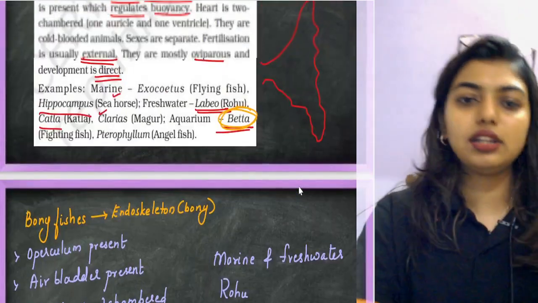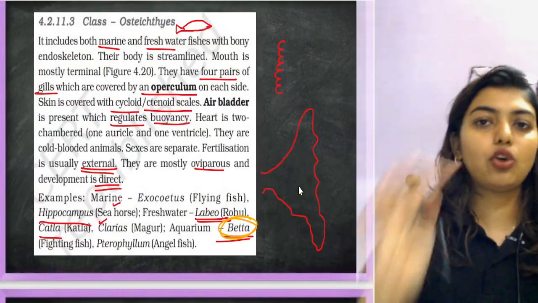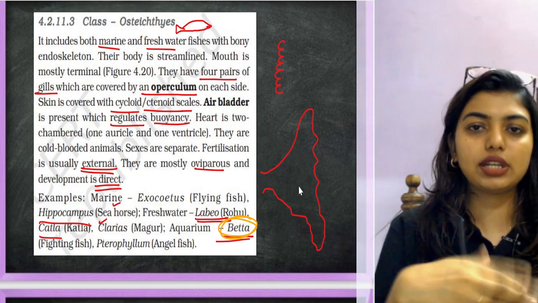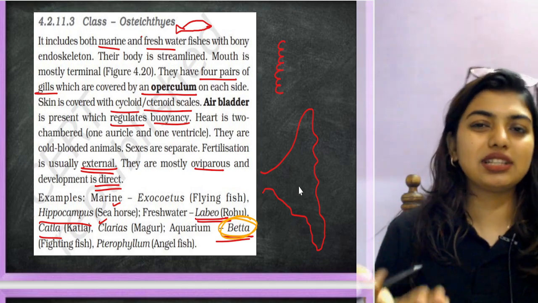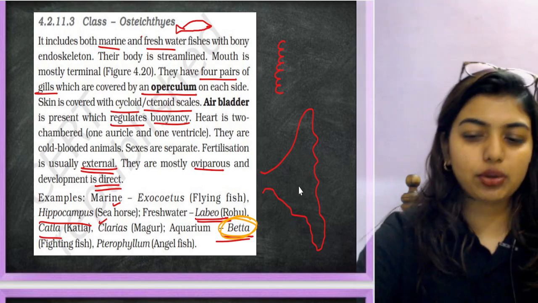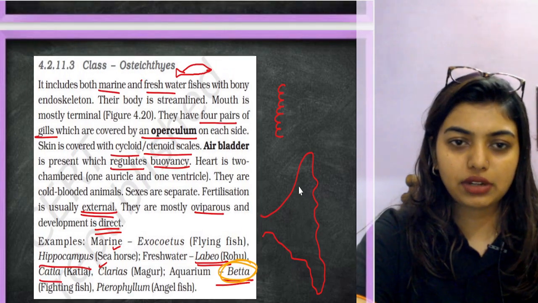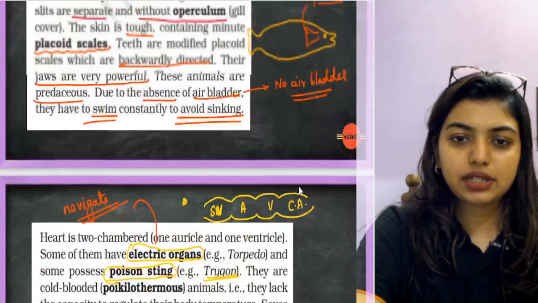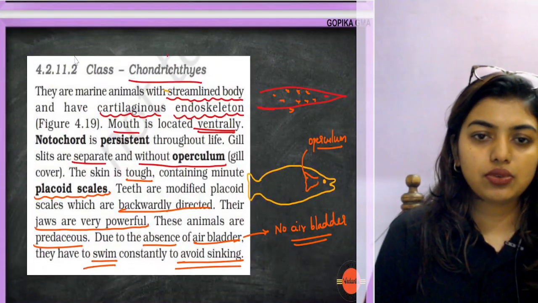So students, so far we have done all the Pisces. Now we are only left with tetrapods. Tetrapods are those amphibians, reptiles, birds, all that. That I will do in a very short period of time. It will not require a lot of time at all. So this is it for today. Today we completed so much.